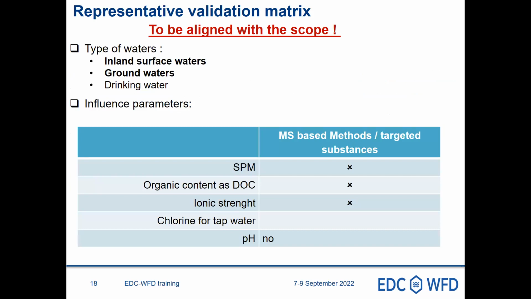So what are our types of waters? Inland surface water, groundwaters, drinking waters. And what are the influence parameters we have, based on our knowledge and background experience in the optimization and development of the method? For us, our key parameters were SPM content, organic content as dissolved organic carbon content, ionic strength, and chlorine for tap water, and we do not consider pH as a significant parameter. Ionic strength, yes, not pH.